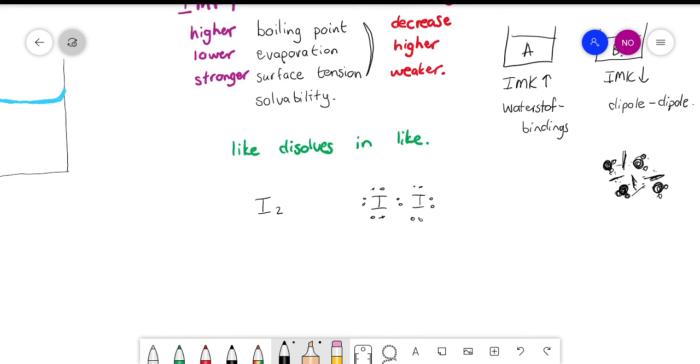No? Similar is linear. You see that? You see it's symmetrical. So what type of a molecule will this be? Non-polar. So what type of intermolecular forces will we find between non-polar molecules?